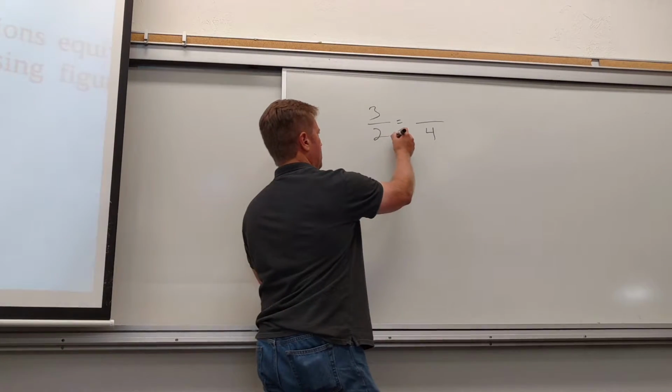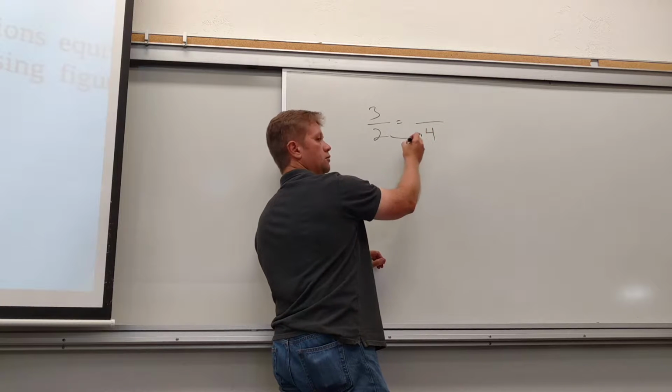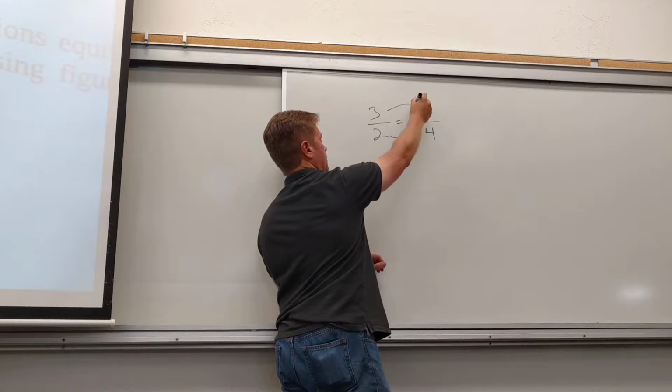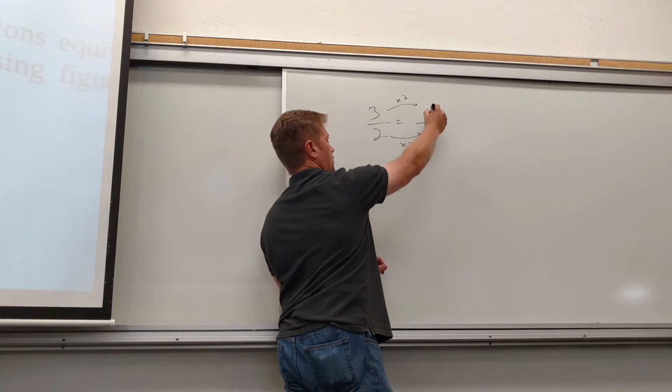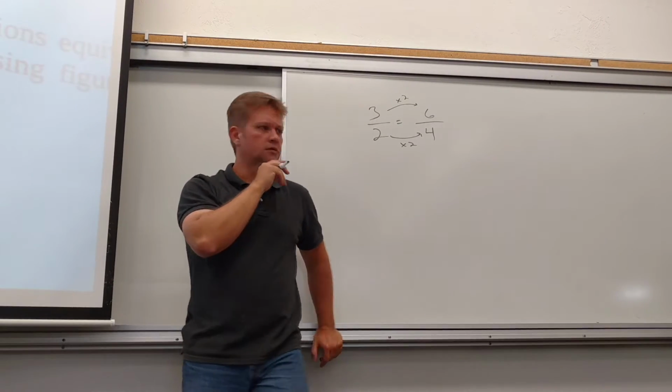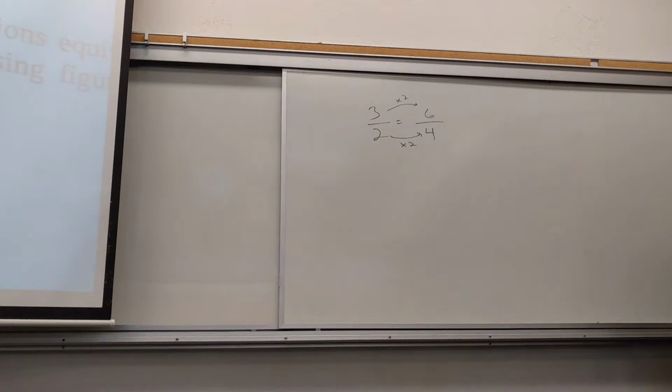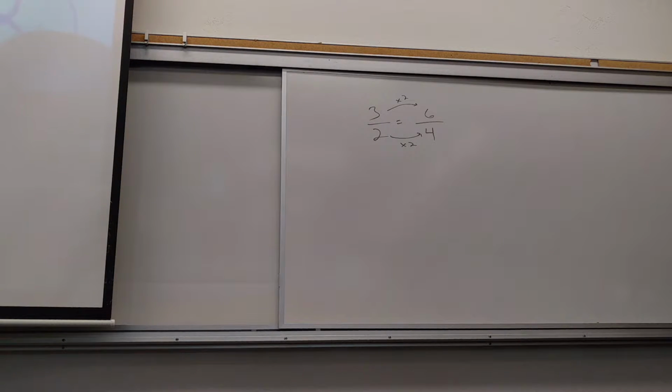How do I make 2 become 4? I multiply by 2. So what do I have to do to the top? Didn't we just do that? Didn't we just say that 6/4 equals 3/2? So 3/2 equals 6/4. If you can reduce, you can build back up also.